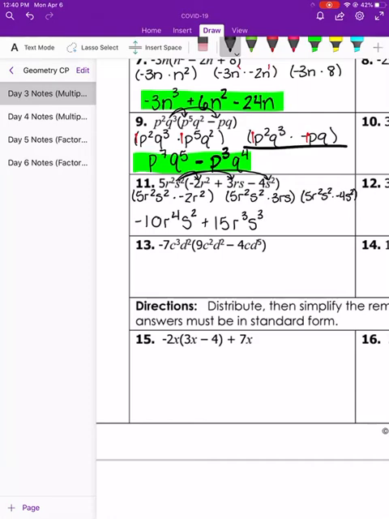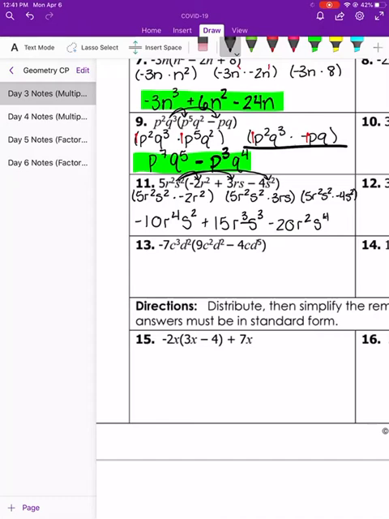Then for my last one, 5 times negative 4 is a negative 20. R squared times no other r, so we'll leave that as r squared. And then s squared times s squared is going to give me s to the fourth. Okay, some of you guys may want to put this s to the fourth before because it's a higher one than, say, this 3 right there. But remember, this has to be alphabetical order, so I have to go all the way through my r's before I start worrying about my s's.